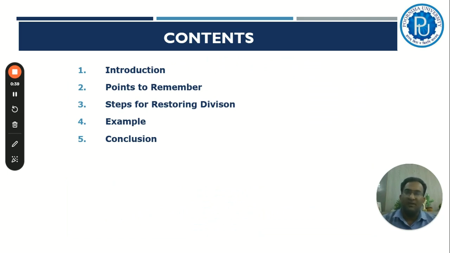The contents of the lecture are as follows. First of all, we will see the introduction to the Booth division algorithm. Then we will see some points to remember regarding the algorithm. Then there are some steps for the restoring division process. We will see all those steps, how the division process takes place inside the computer system. We will take an example and understand the Booth algorithm restoring method with the help of that example.